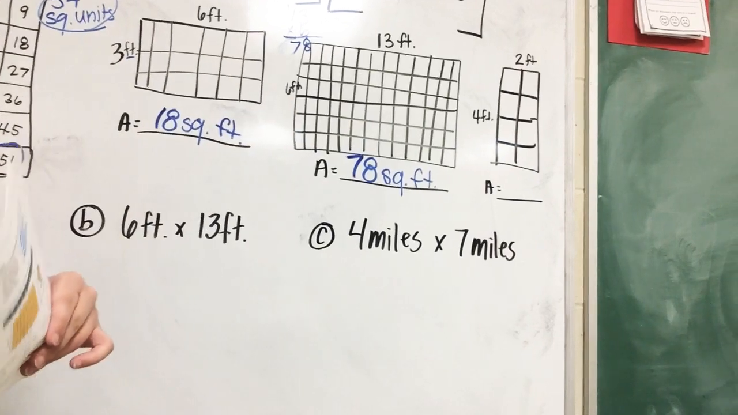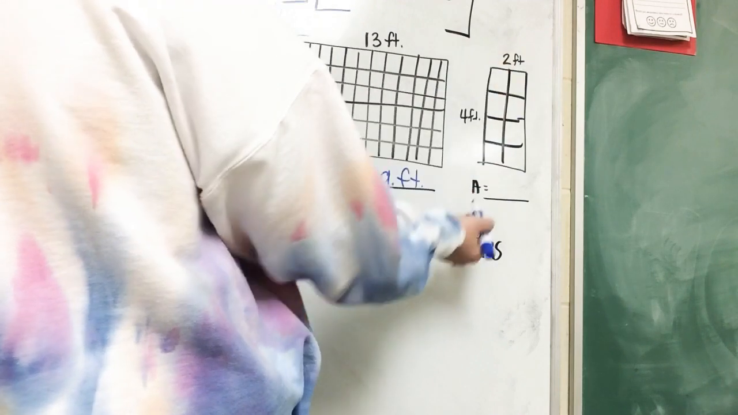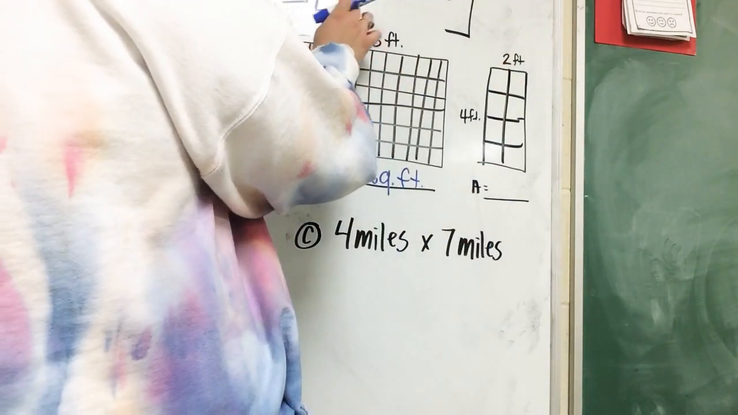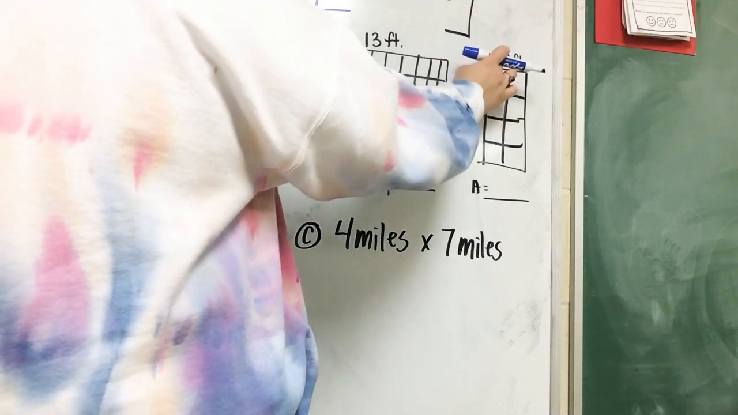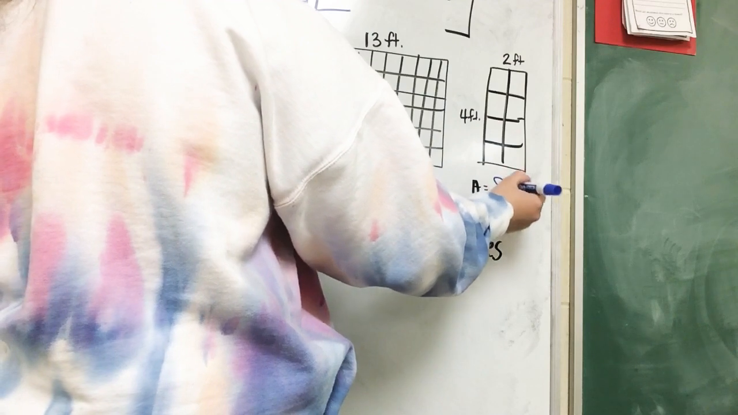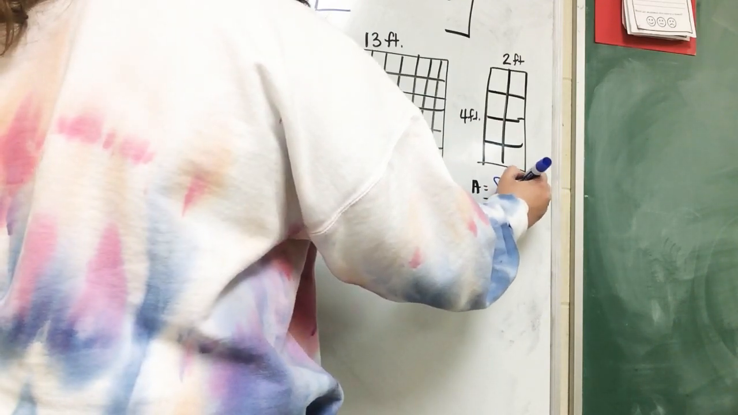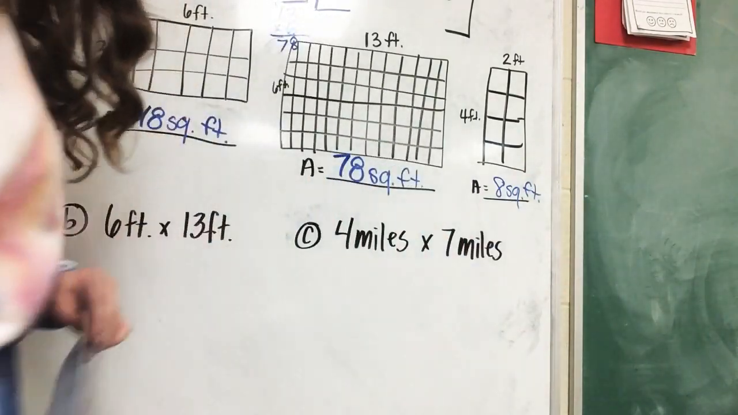Last one, the green one over here. Our length is 2 feet, our width is 4 feet. Our area equals length times width is our formula. So area equals length times width. Area equals 2 times 4, which is what? 8. 8 what? 8 square feet. Okay, those are your answers.